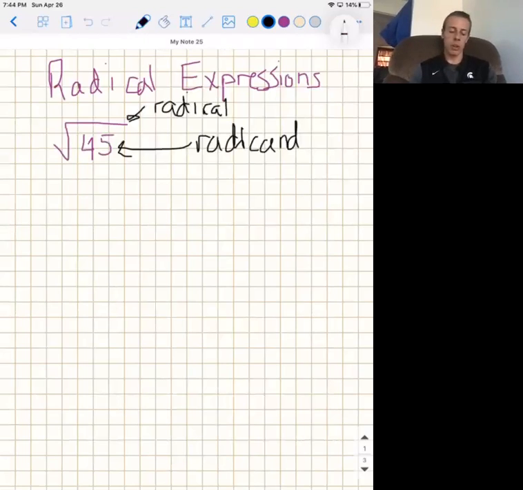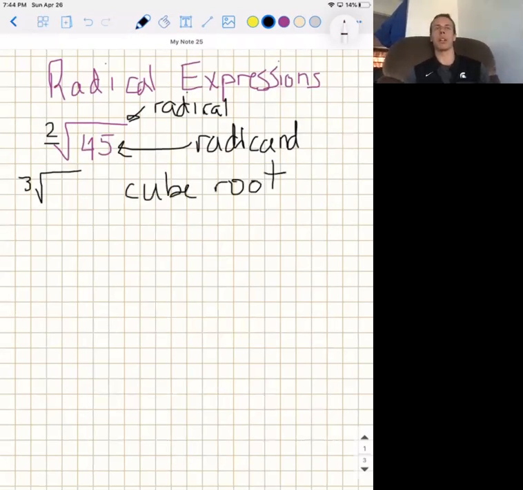Now, if there's no number up here on this little shelf, we're going to assume it's a 2. Later, we'll get into what's called cube roots and things like that. This would be an example of a cube root. But for today, we're just going to stick with square roots. Just like we talked about quadratics being a number squared, square roots are the inverse of that.